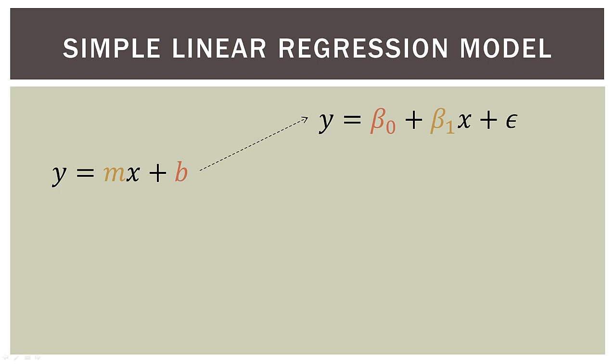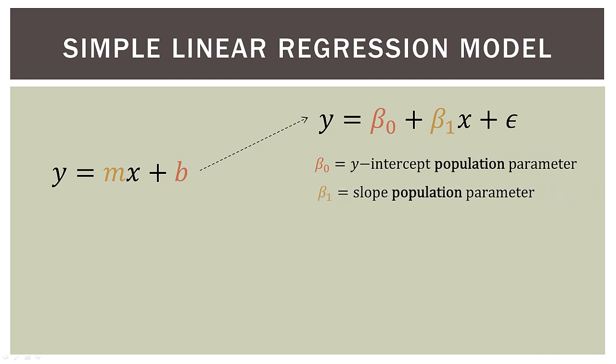Now, how does it relate to over here on the left? So I color-coded it as well so you can see the relationship. So beta sub 0 is the y-intercept of the population parameter. So you can see on the left it's b, and over here on the right it's beta sub 0. Now beta sub 1 is the same thing as the slope of the population parameter. So beta sub 1 x over here on the right corresponds to mx over here on the left.